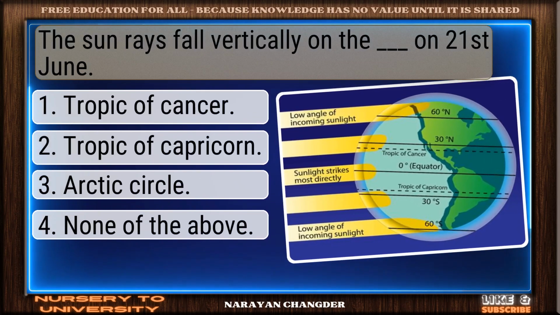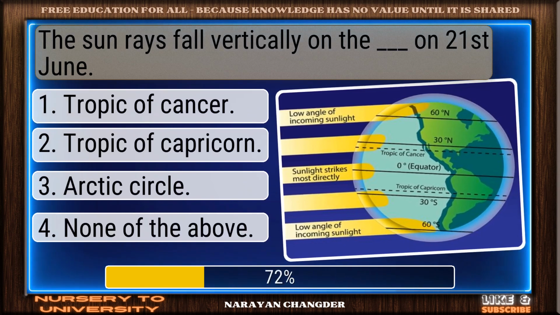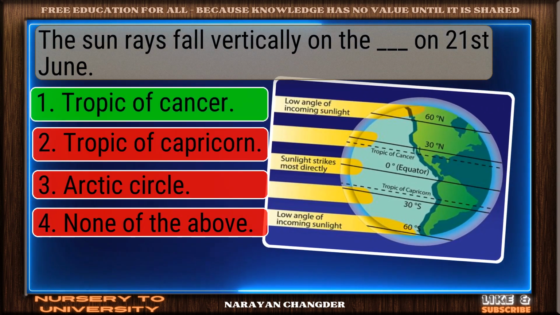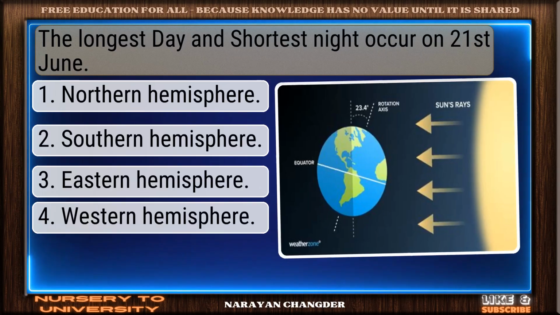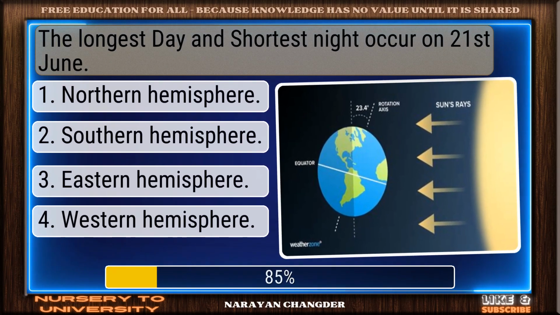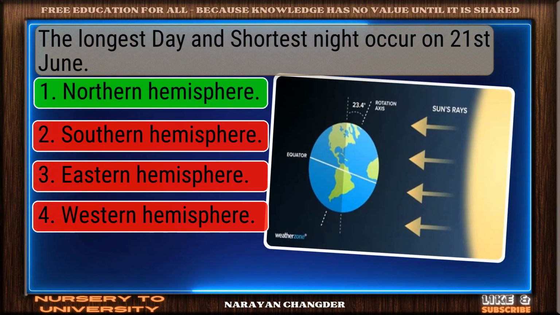The sun rays fall vertically on the dash on the 21st June. Nice selection. Tropic of Cancer is the correct and valid answer. The longest day and shortest night occur on 21st June. Nice work. You chose Northern Hemisphere, and it is correct.